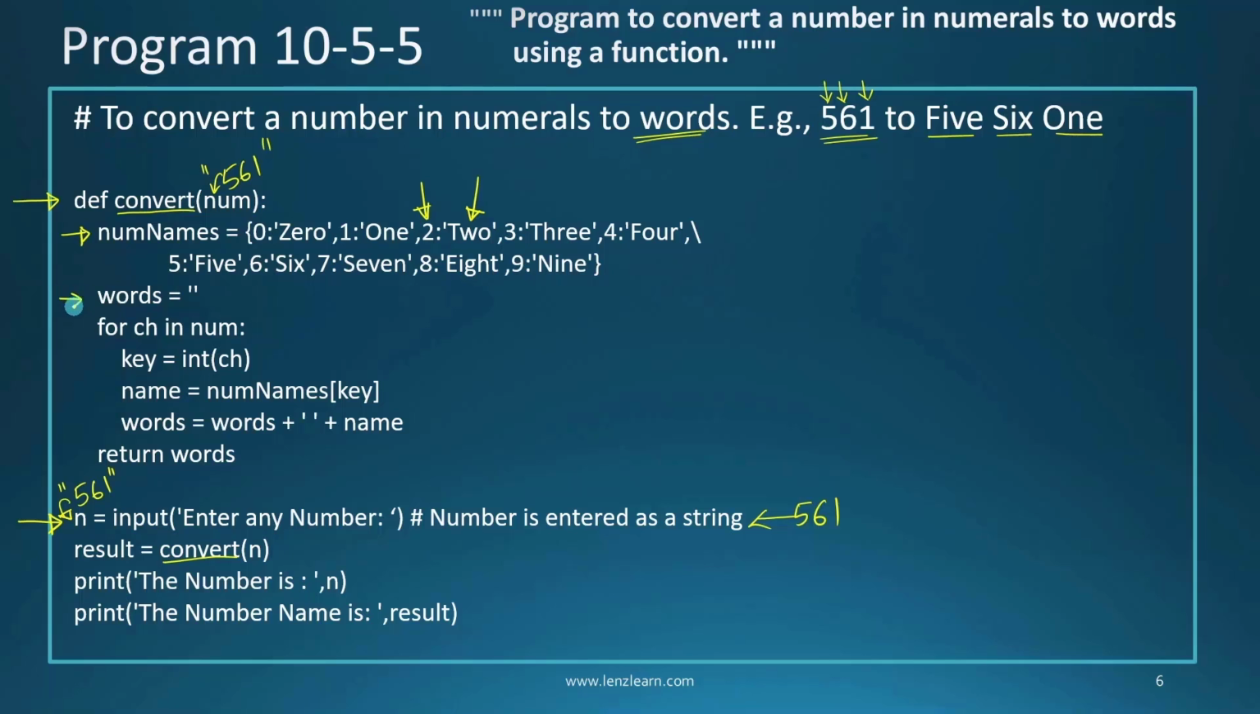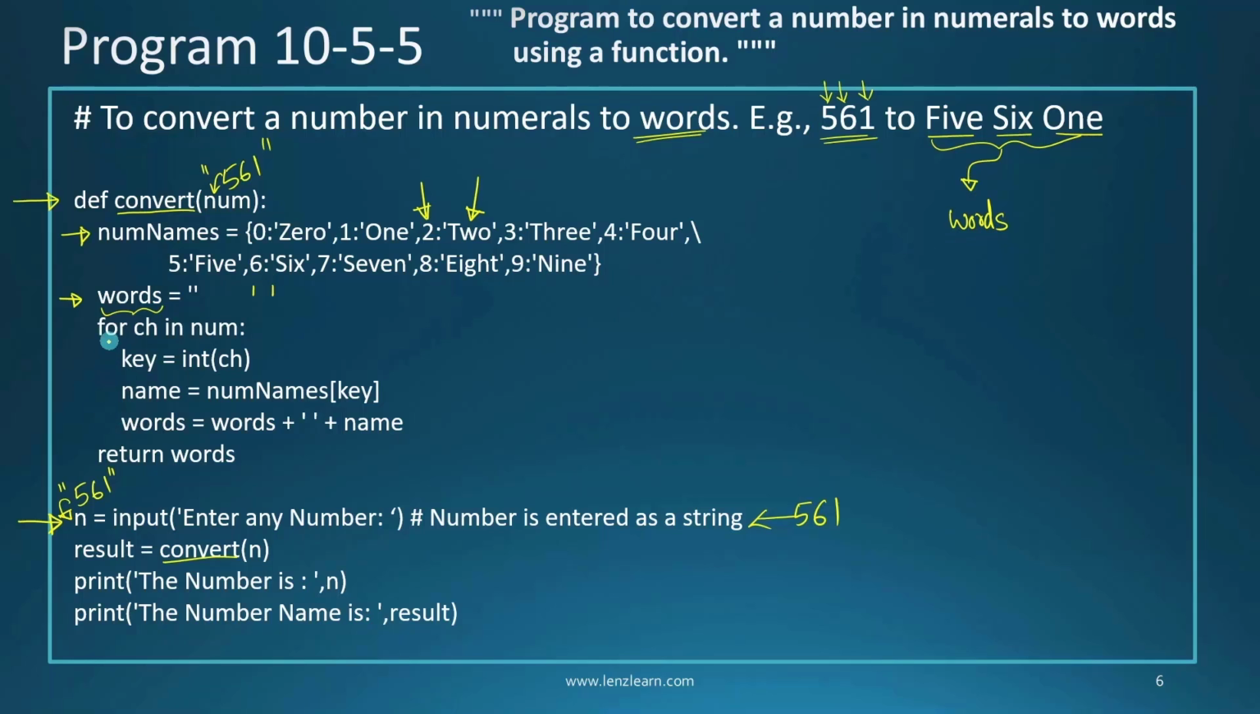After that, I have created a string variable called words with an empty string. So there is nothing inside it. This is not a double quote. This is two single quotes without a space. So that's a blank string. So now words has nothing inside it. I will just write it here, because our output 561 is going to be created inside this variable.